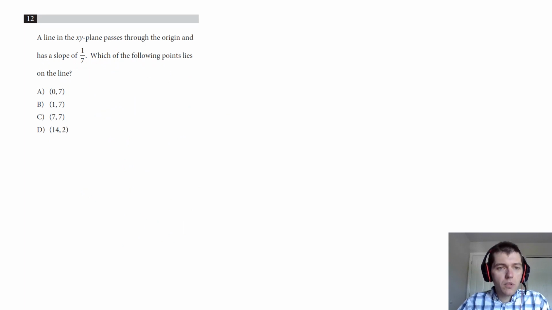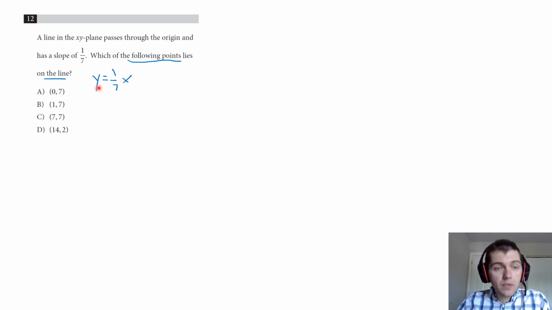Problem number 12. What they're asking for is which of the answer options lies on a line that they define above. They've defined that line by both the slope and the intercept, the fact that it passes through the origin. So you can write this in standard y equals mx plus b form. y is equal to slope 1 over 7 x plus b, and the intercept is 0. Now you could plug all of these different ones into this equation until you get one that works, and that would work out.